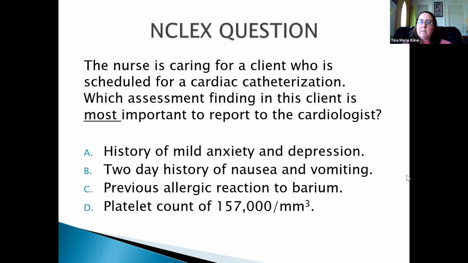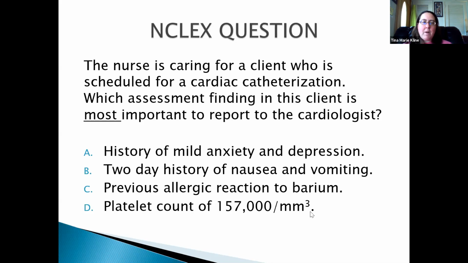Okay, put your answer in the chat box. There we go. Now I'm starting to see my chat box light up here. I've got to figure out how to do polls on here or something. I don't know. Oh my gosh, it looks like we're all over the board here.